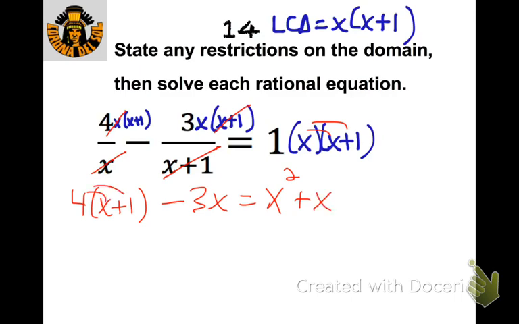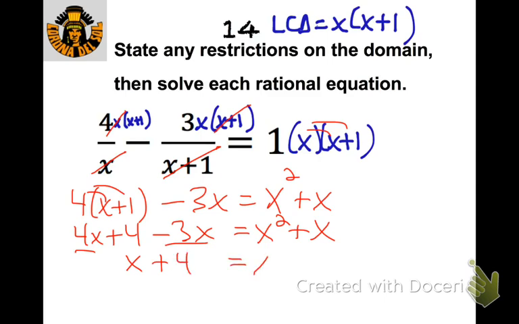All right, so we're still finishing this out. So we got 4x plus 4 minus 3x equals x squared plus x. So on this side, we can just combine those. So 4x minus 3x, that's just x, plus 4 equals x squared plus x. Okay, now we notice that we have an x on both sides, so we can subtract x. That would cancel out. So then we'd have x squared equals 4.